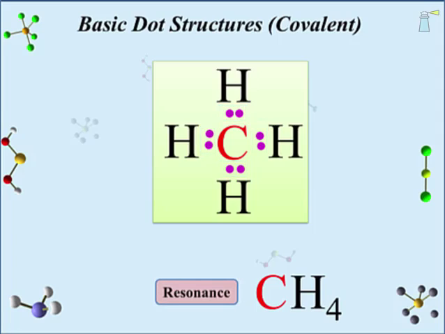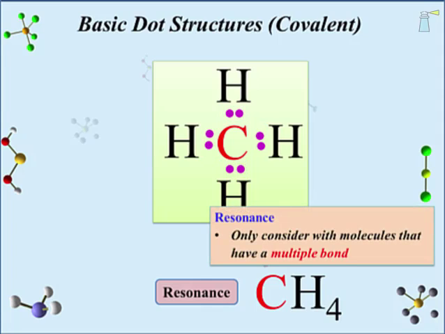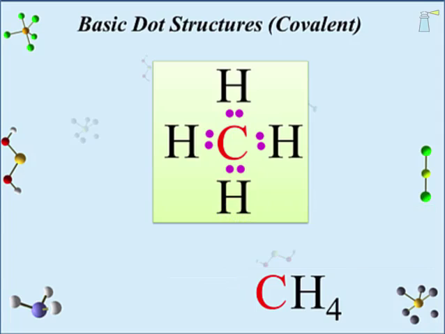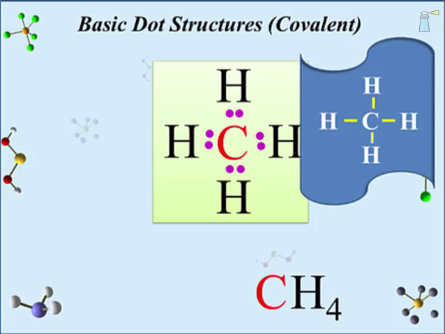Our last step involves looking for resonance in the structure. We need only to consider resonance with molecules that have a multiple bond, that is a double or triple bond, which methane does not have. It has 4 single bonds. The structure is complete. More commonly, though, the structures generated from this process are represented with lines in place of paired valence electrons. Both styles show the arrangement of covalent bonds around the carbon. It is really a matter of preference.